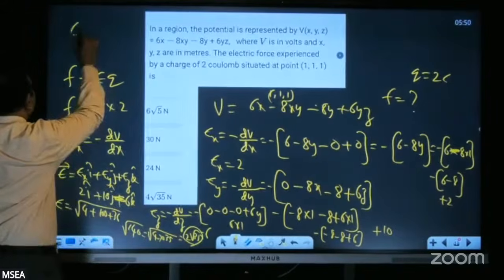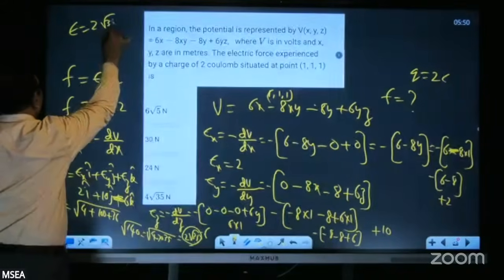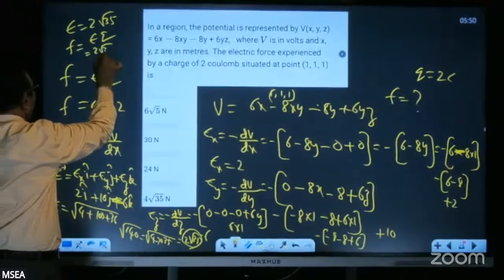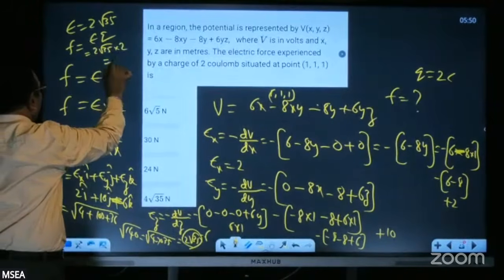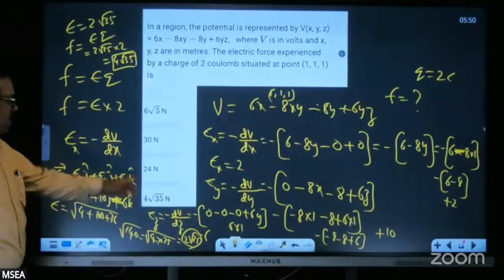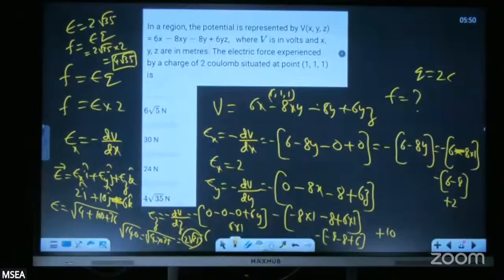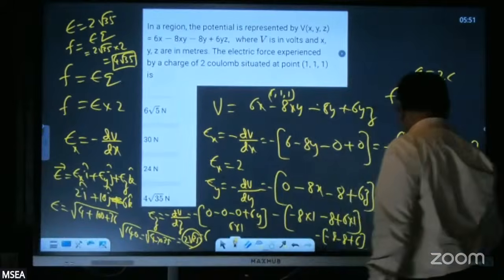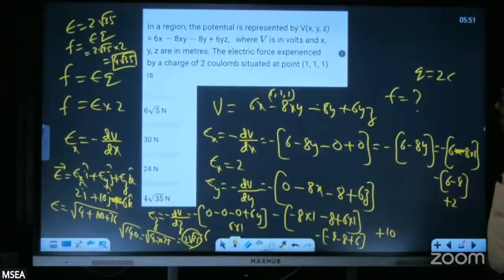Therefore, electric field intensity is 2 root 35. But F is equal to E into Q. E is 2 root 35, into charge 2, which is equal to 4 root 35. That should be the answer. So, force is 4 into root 35. Next. We go to the next question.